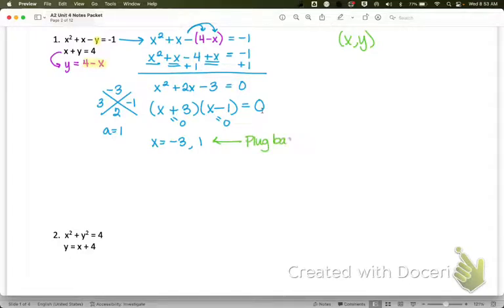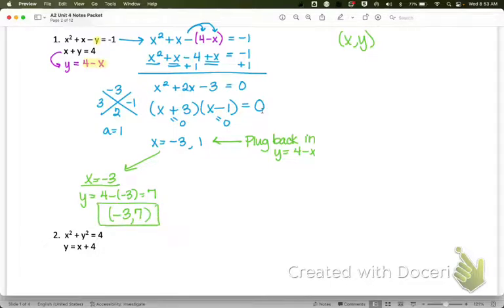And you can plug it back in to any of the original equations, including the y equals 4 minus x. And that's the one that I'm going to do because that already has y by itself, and y is what I'm trying to solve for. So if x equals negative 3, then I get y equals 4 minus negative 3, which is 7. So one solution is the ordered pair negative 3, 7. That is one place where those two graphs will cross.